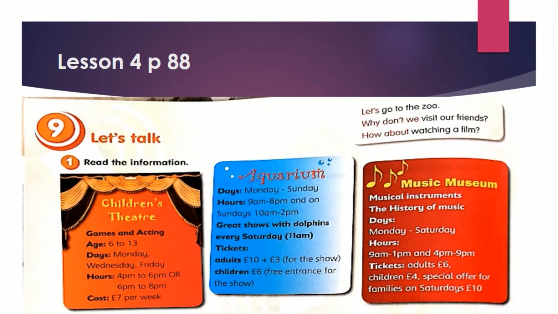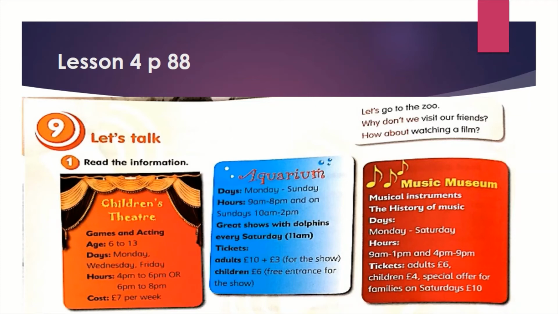The second place is the aquarium. It is open from Monday to Sunday from 9 a.m. to 8 p.m. and on Sundays it is open from 10 a.m. to 2 p.m. There is something special in this aquarium. There are great shows with dolphins every Saturday at 11 a.m. The tickets, for the money that you have to pay, because it's not for free, £10 plus £3 for the show. This is for the adults, and for the children it's £6, and the entrance for the show is free.